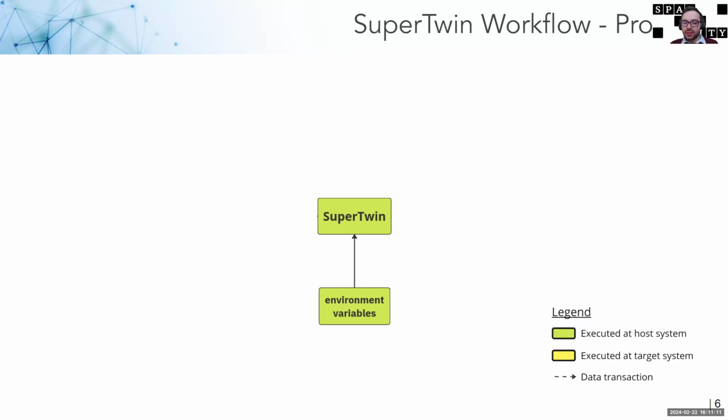SuperTwin runs any heavy workload, such as the databases and visualization frameworks, etc., on the host system, and it runs only the samplers and applications of interest on the target system to cause a minimal overhead.